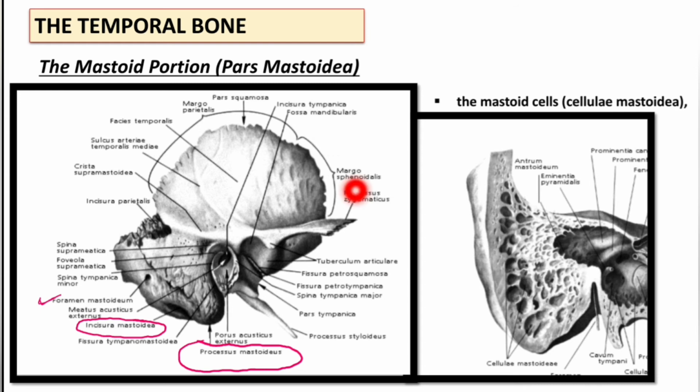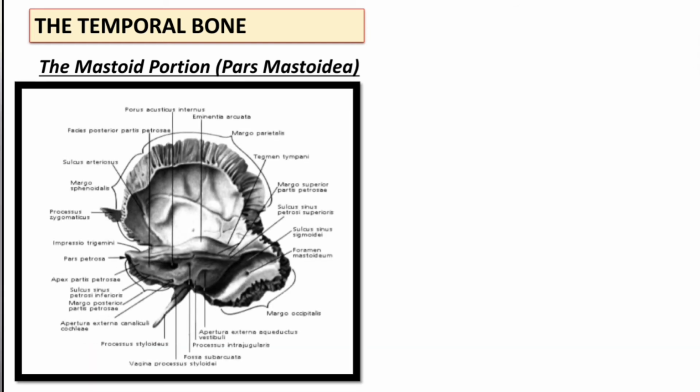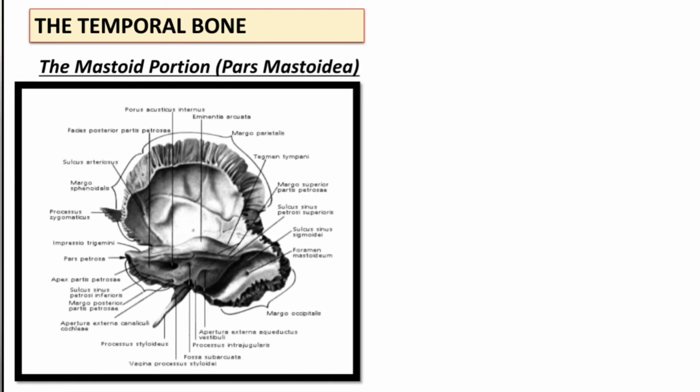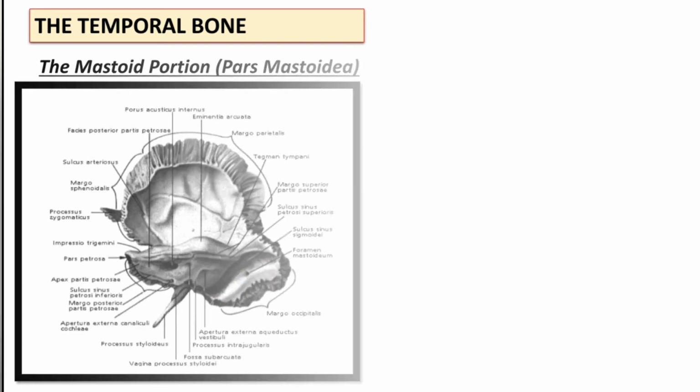All right, that's the external surface for you. Let's look at the internal surface. So this is the internal surface, and what's on it? Let's look. There is the foramen mastoideum, the mastoid foramen, and there is also this sulcus sinus sigmoidei, the groove for the sigmoid sinus. Okay.